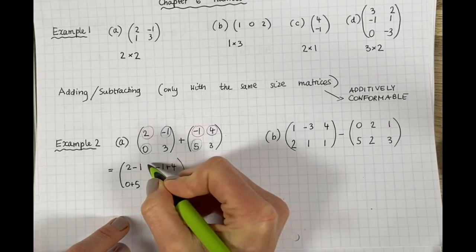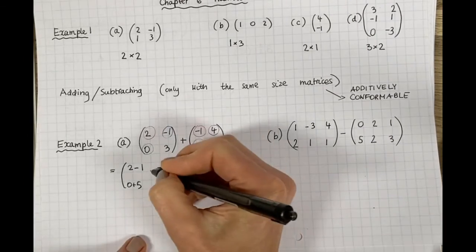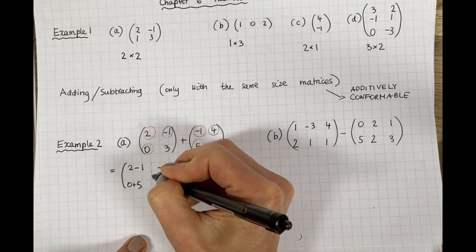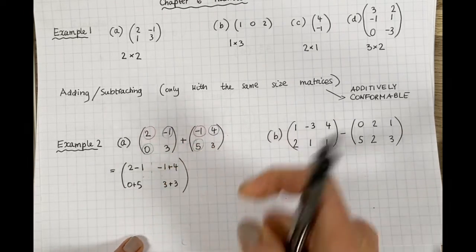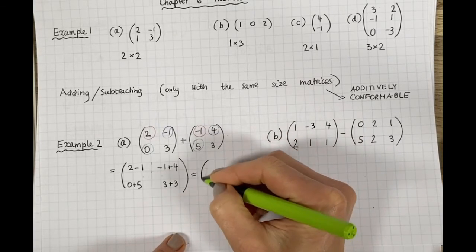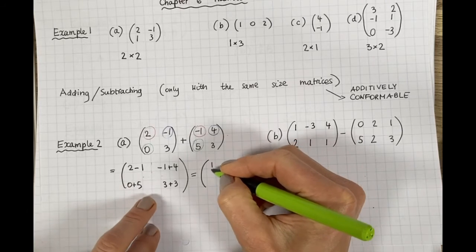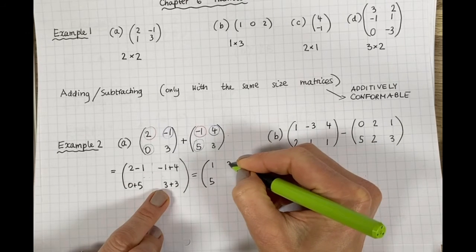If you're doing this, make sure that you don't get muddled up. Don't write those entries too close together. Maybe do even a little tiny sort of separation here, just to make it clear where each entry starts and where it finishes. So it's 1, 5, 3, and 6.